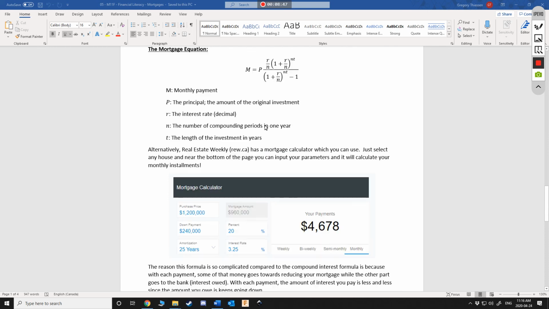We'll do an example in the next video, and instead of using this formula, we can actually go to Real Estate Weekly, and they have a mortgage calculator for us, so we're just going to use that. There might be other mortgage calculators out there, but this is the one I found is pretty easy to use. So in the next video, we'll go over how to use that.